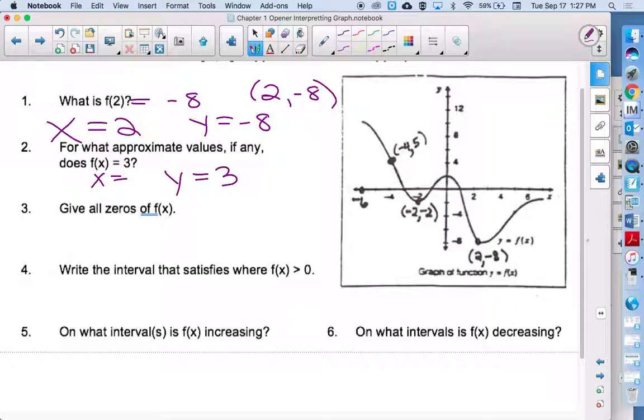Because inside the parentheses this time is x, so we don't know x. But we know that the y value, what it's equal to, should be 3. Now this says approximate because there's not an ordered pair given to you that has a y value of 3. So you're going to have to approximate. Each one of these little tick marks is counting by 2. So this point here would be 2. In between would be 3.